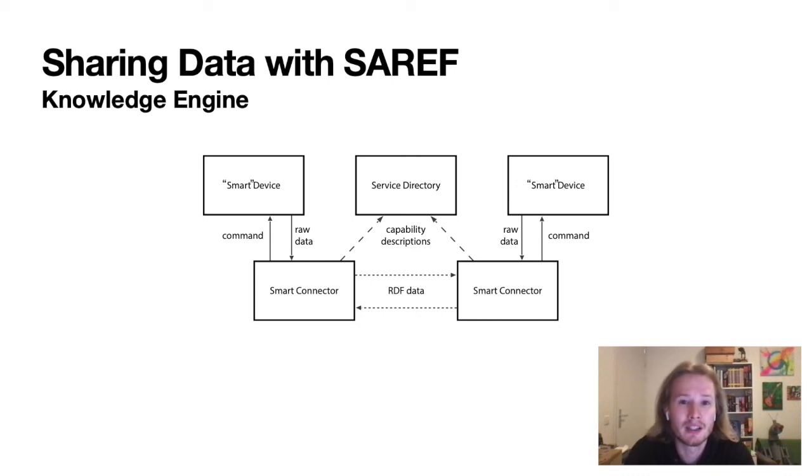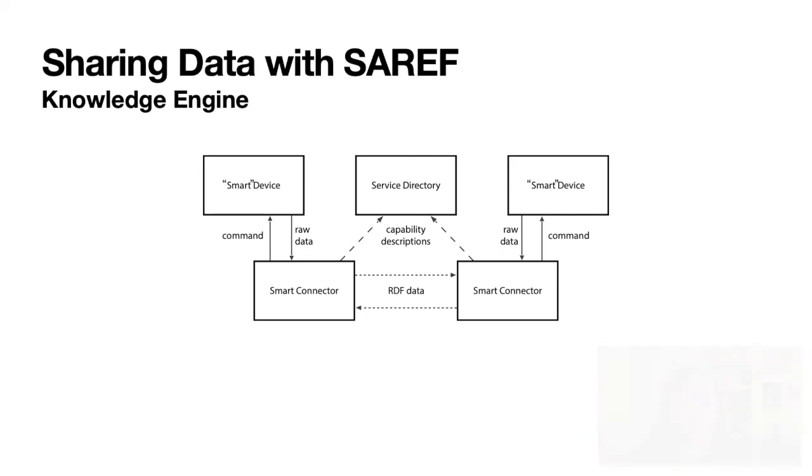The knowledge engine doesn't allow devices to directly communicate messages to each other. Instead, it adds a so-called smart connector to every smart device that sends and receives all the information of the devices, which the smart connector can then share with other smart connectors communicating its messages in RDF. Whenever a new smart connector is added to the system, it is registered at the service directory and shares its capability descriptions, which shares the information it's able to supply and the information that it wants to receive. The service directory uses this information to connect the smart connectors with each other to facilitate these supplies and demands.